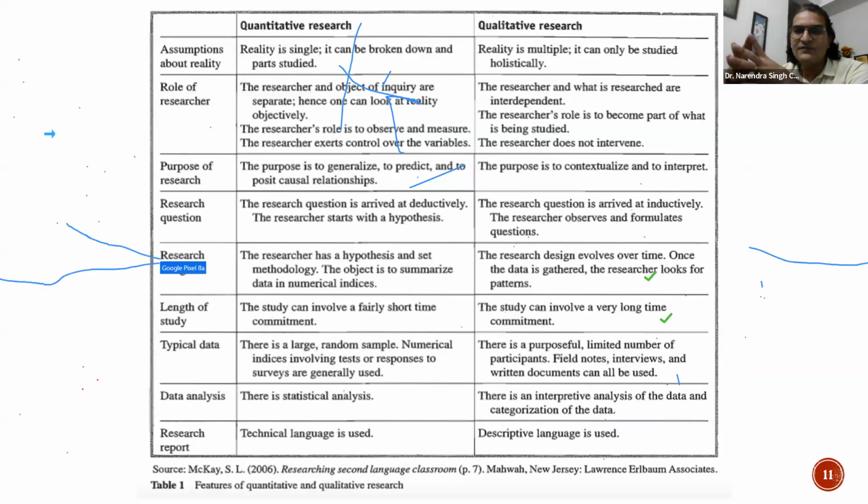When you talk about the role of the researcher in qualitative research, the researcher and the researched are interdependent, because the researcher's role is to become part of what is being studied. At times, you become very much party to it. For example, I want to study a particular tribe, I want to understand the culture of particular natives. In quantitative, the researcher does not intervene. They are very separate. The purpose is to contextualize and to interpret, so largely it depends on how you're interpreting it. As for research questions, we don't have hypotheses as such in the qualitative research, but largely we are taking research questions that drive the study.